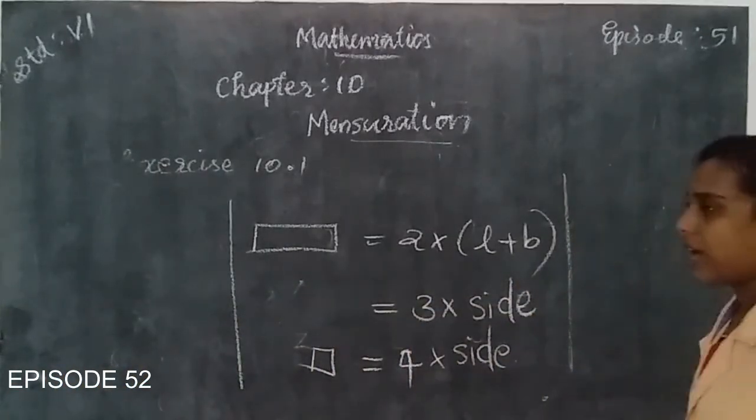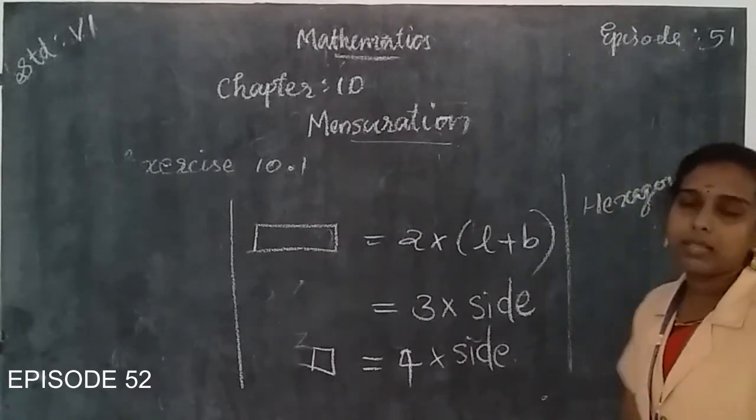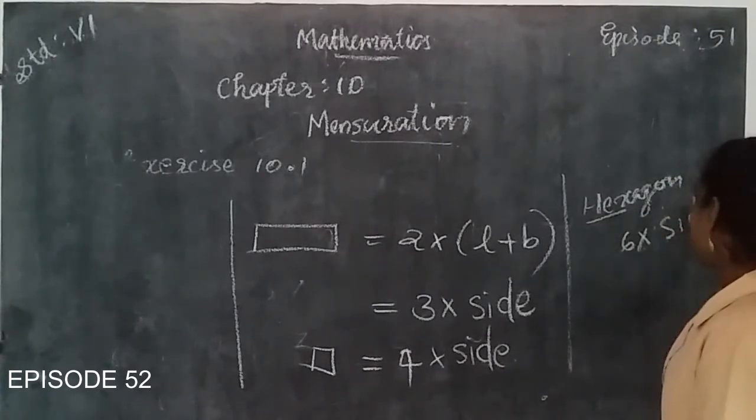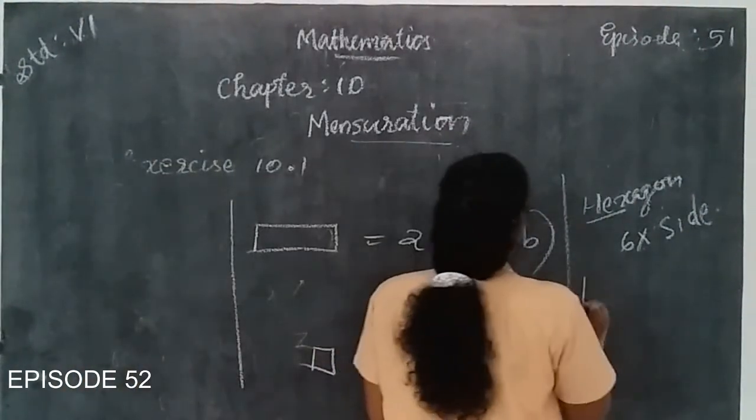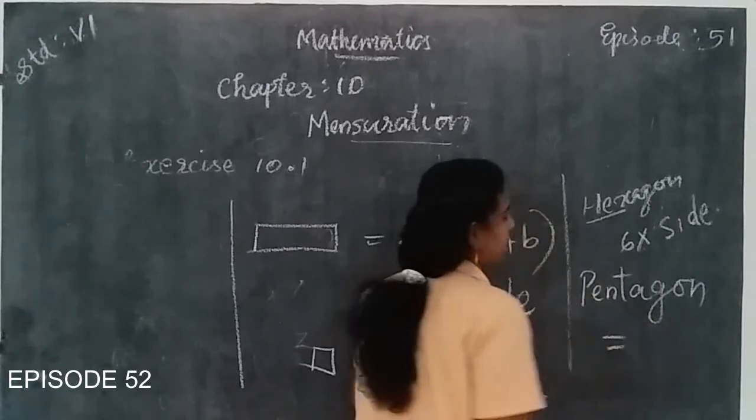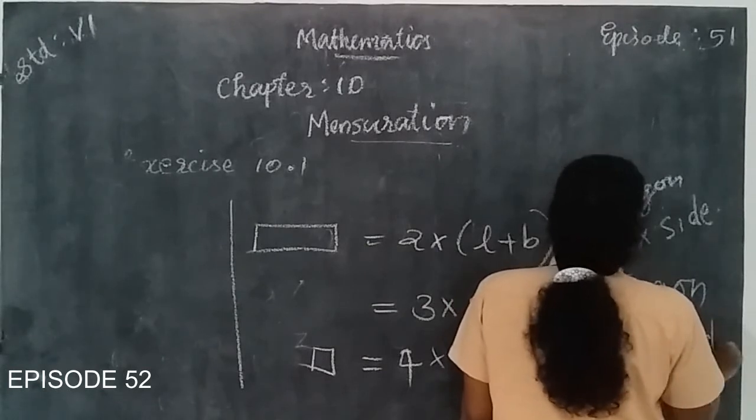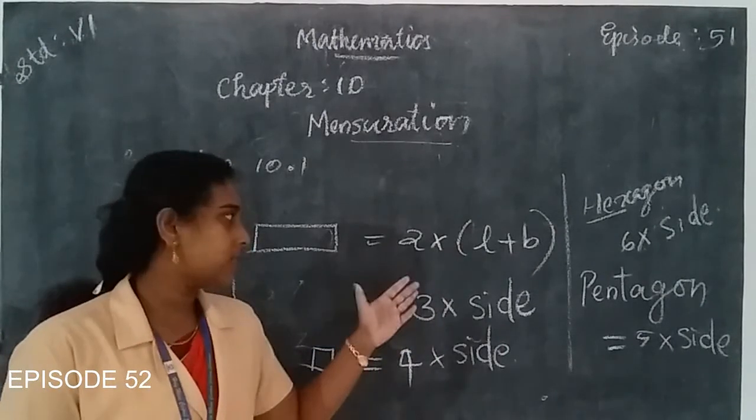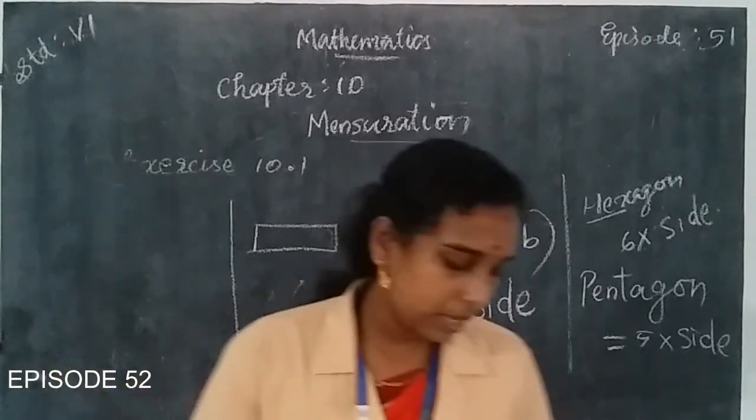And to find the perimeter of a hexagon, what is the equation? Regular hexagon means all the sides are of equal length, and in a hexagon there are 6 sides, so 6 into side is the equation to find the perimeter of the hexagon. And in the case of a pentagon, the equation will be the number of sides in a pentagon, which is 5, so 5 into side. Regular pentagon means all the sides are of equal length. So these are the equations to find the perimeter of the given shapes.